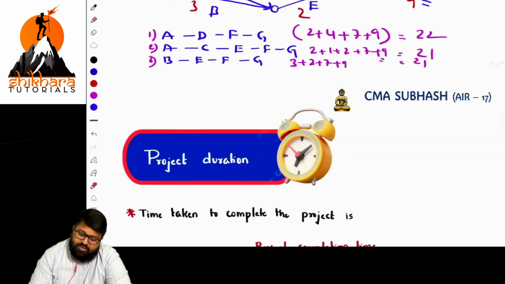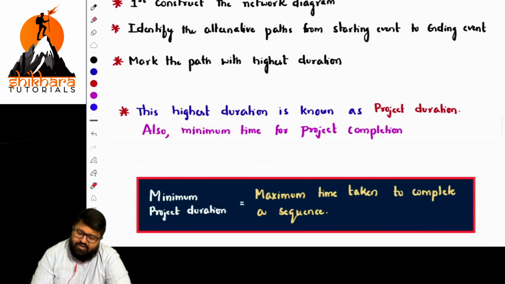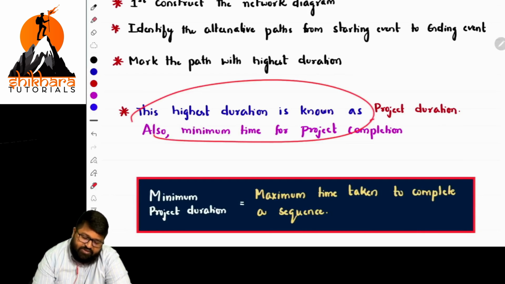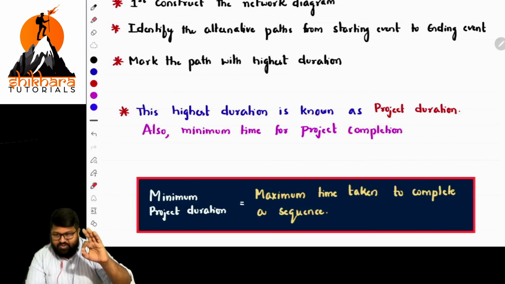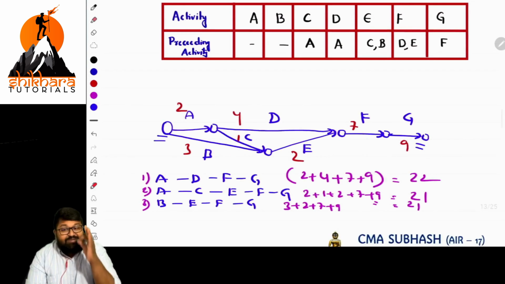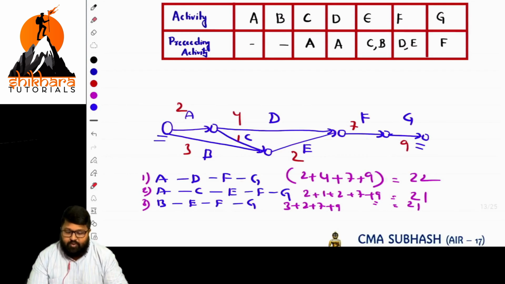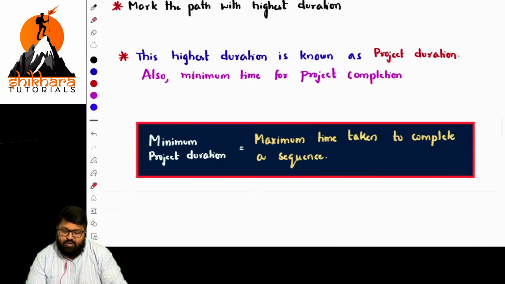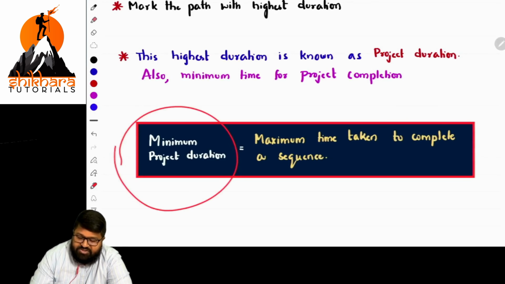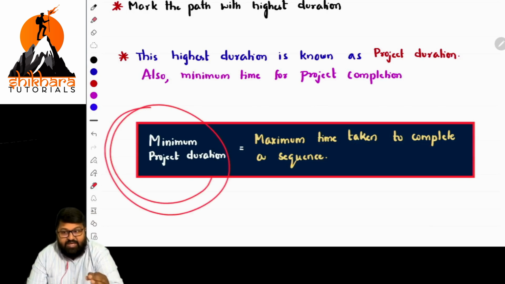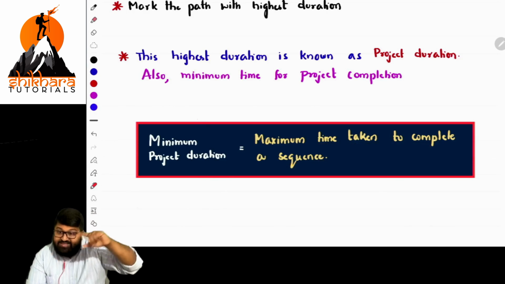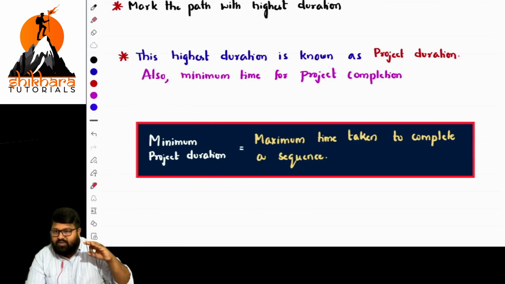Now, the same points are mentioned here. So what is that point now? Highest duration is known as project duration. Also, minimum time for completion of project. So highest duration, in our case, is 22 days now. This is the minimum time to complete the entire project without any delay. Next point: minimum duration is equal to maximum time to complete the sequence. The minimum time to complete the entire project is the maximum duration of the paths, among the three paths that are there.